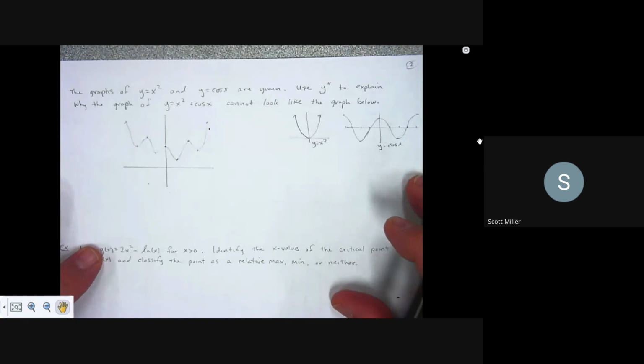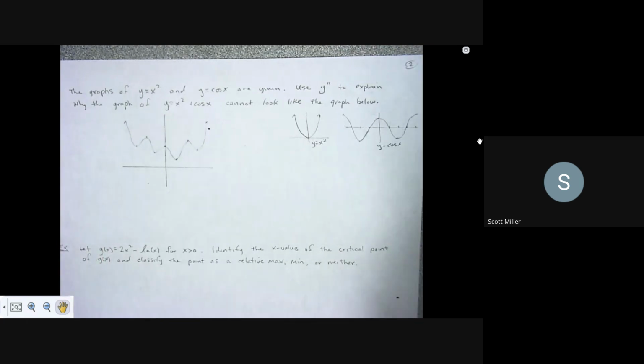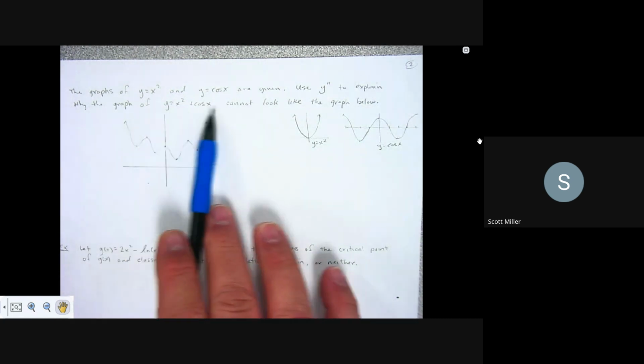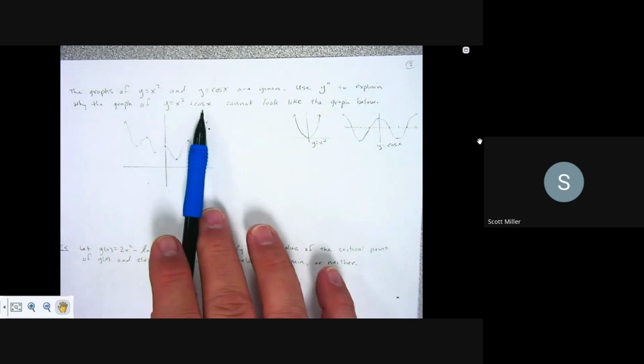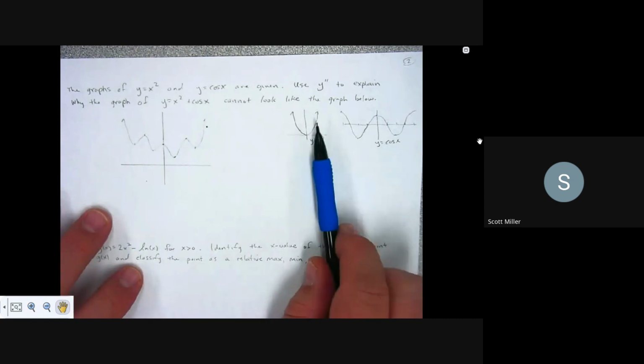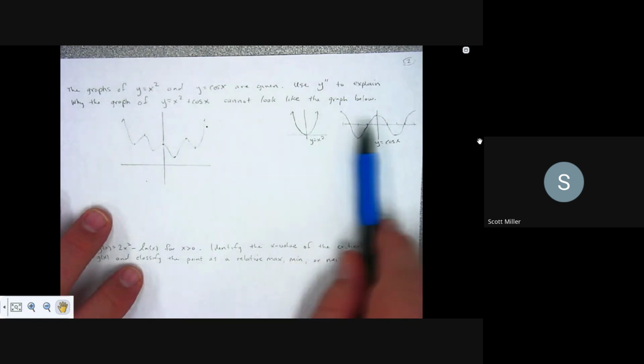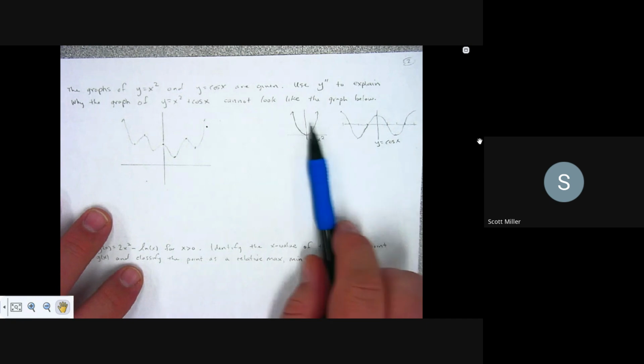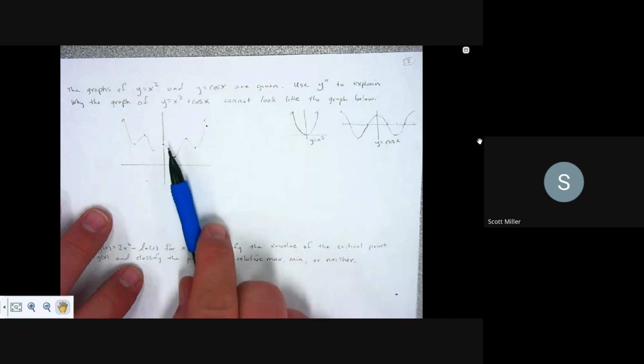All right, let's take a look at another example that they could ask you for. Over here, I got a graph x squared, a graph cosine of x. They are given. These two I gave you. Use the second derivative to explain why this graph, x squared plus the cosine of x, cannot be this graph. If I add these two equations together, explain using the second derivative why this cannot be the graph.